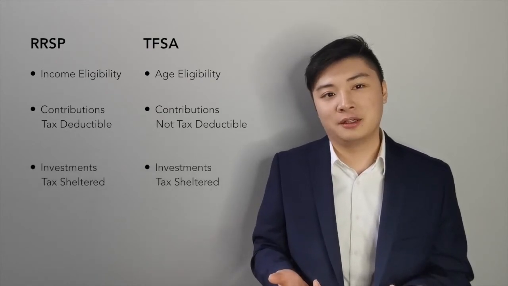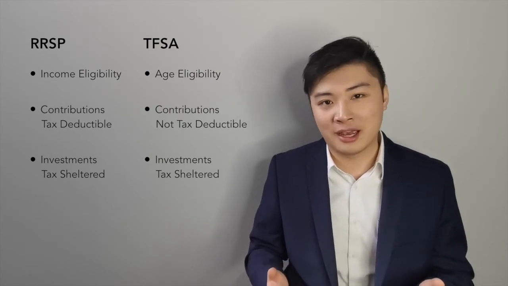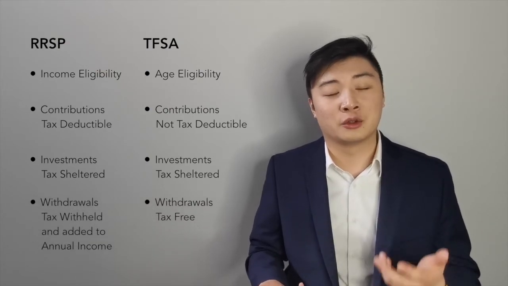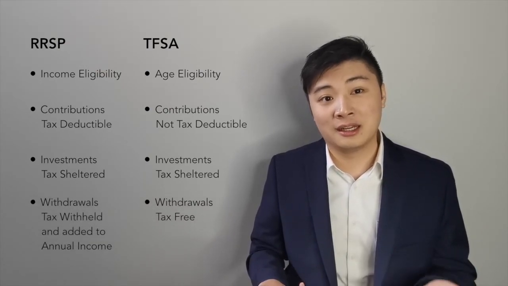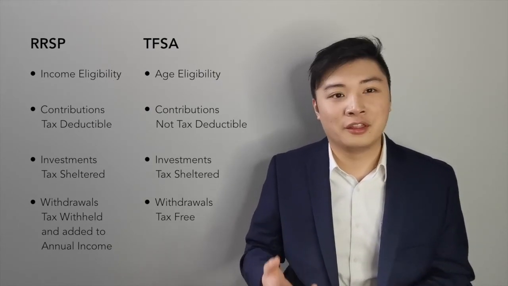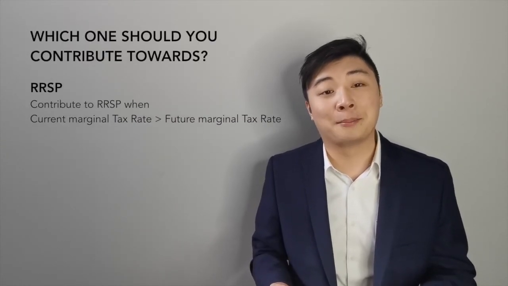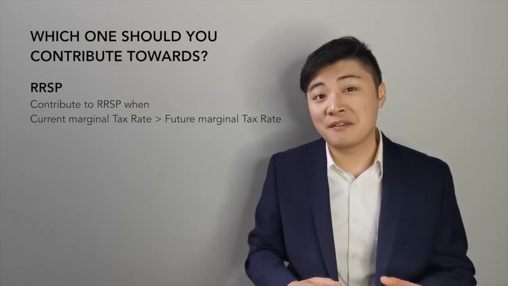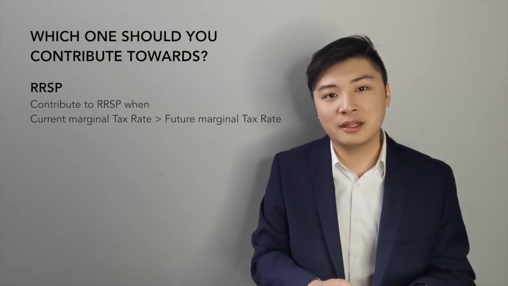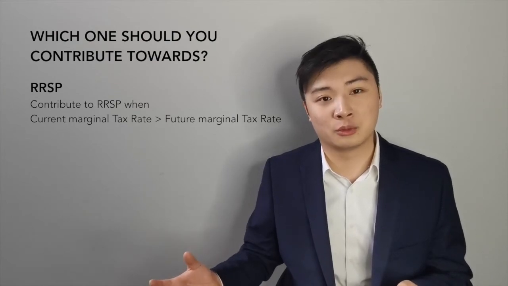In both accounts, the investments are tax sheltered. This means you don't need to pay any taxes on capital gains, dividends, or any other investment income that you may make. And then in the RRSP account, your withdrawals are tax withheld, as well as they add towards your annual income. And then in your TFSA account, they're tax-free. So I would invest in an RRSP account if you're in the highest marginal tax bracket and believe it'll go down in the future. This means that you have an advantage in a tax deferral from taking the tax deduction in a higher marginal tax rate and then adding it back to your income when you have a lower marginal tax rate in the future when you make those withdrawals.